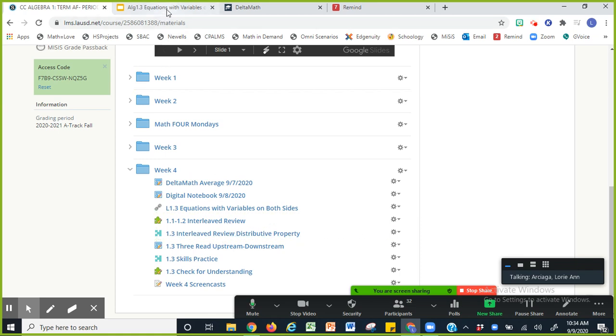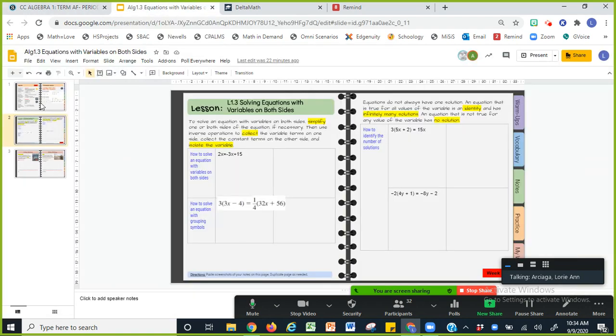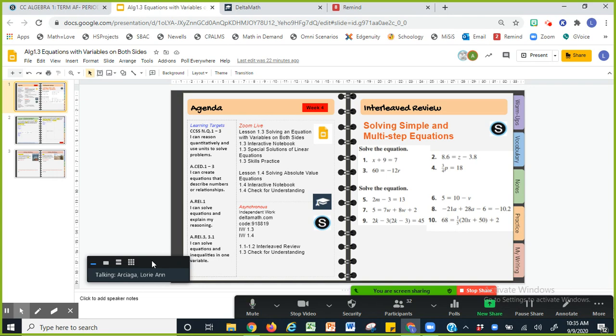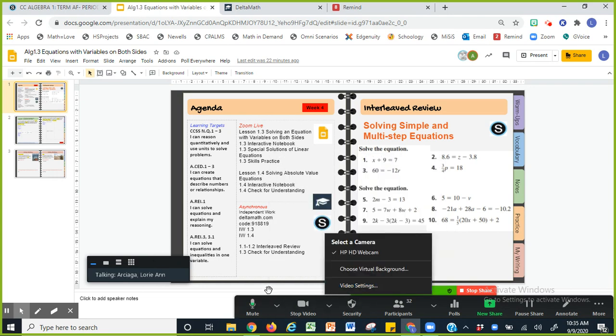Right. So in your Schoology, if you can open 1.3 equations with variables on both sides, that's what we need. I already opened it ahead of time because I heard this morning from other teachers that Schoology has glitches. Okay. All right. So we're going to start here.